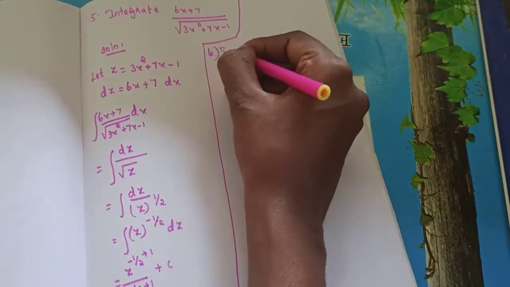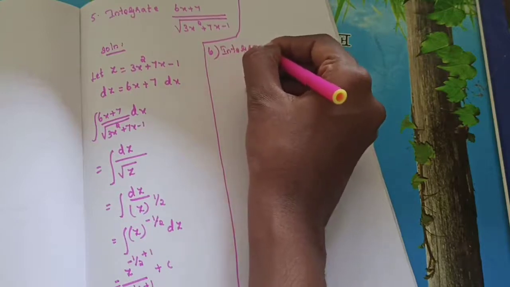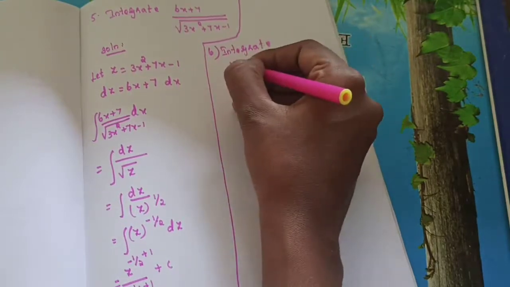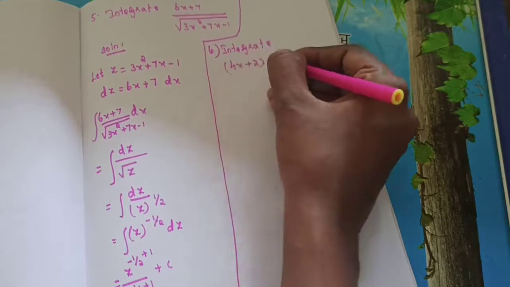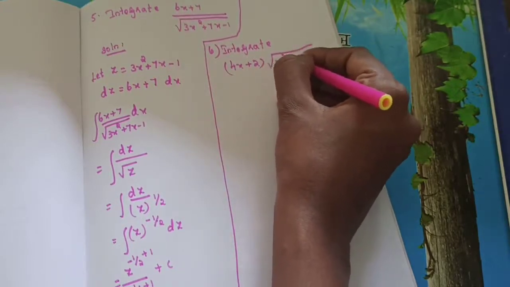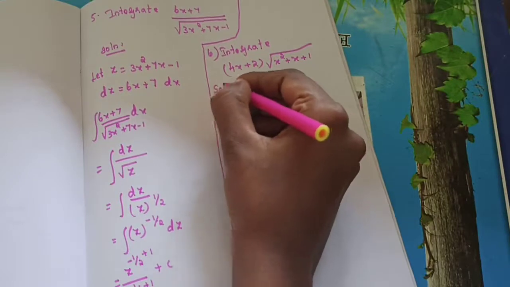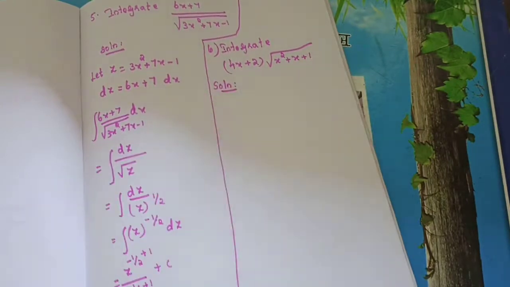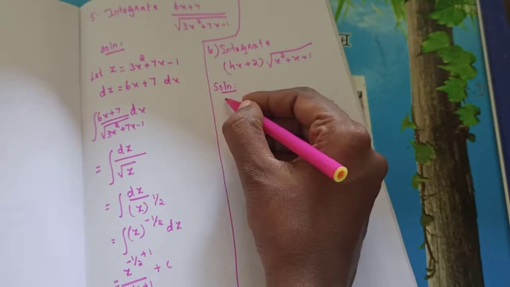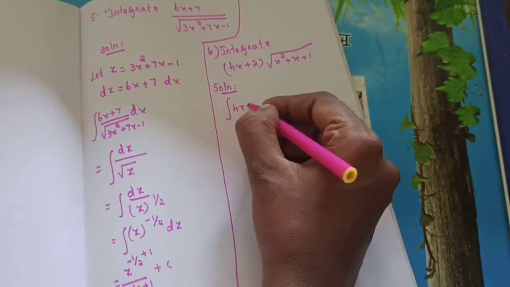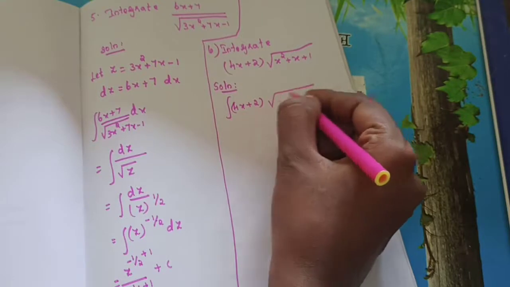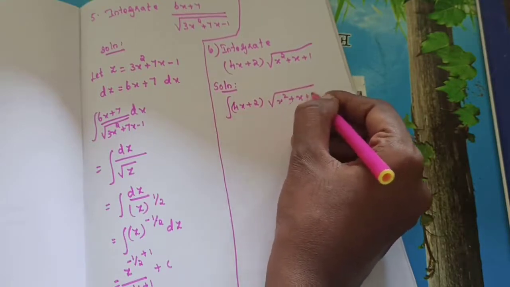Question is, integrate 4x plus 2 times the square root of x square plus x plus 1. Solution. Here, what will you consider as z? Before that, we are going to take the common factor outside and rearrange this. So, the integration of (4x plus 2) into the square root of x square plus x plus 1 dx.